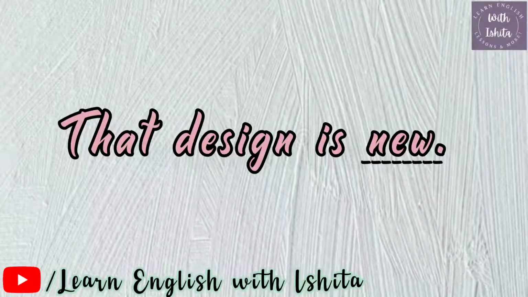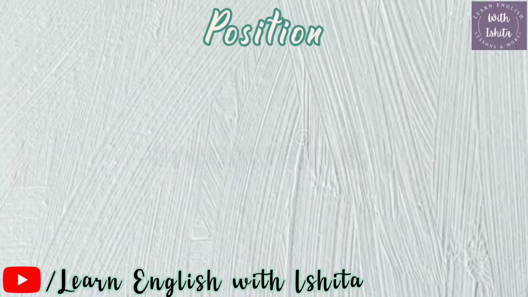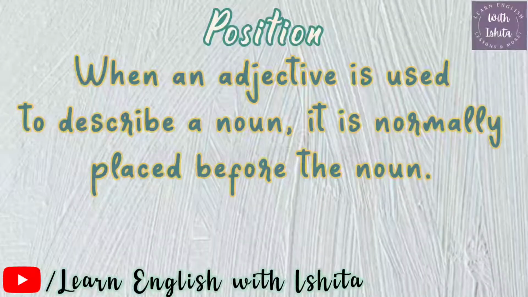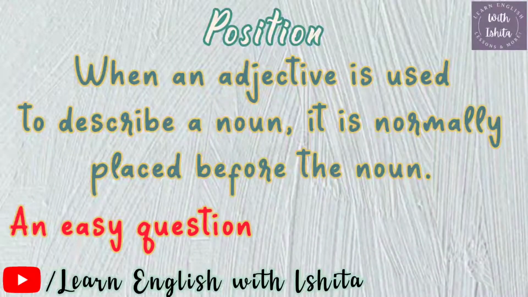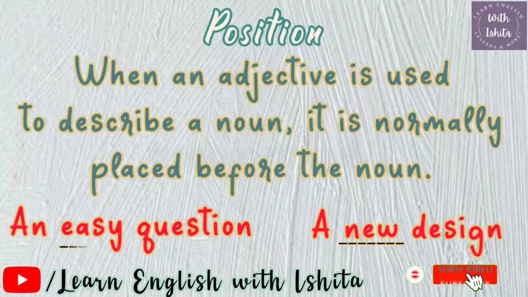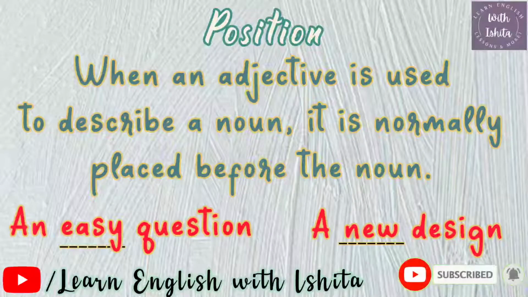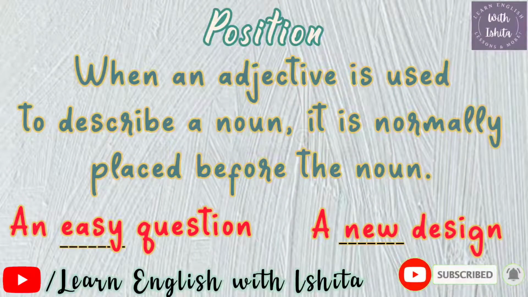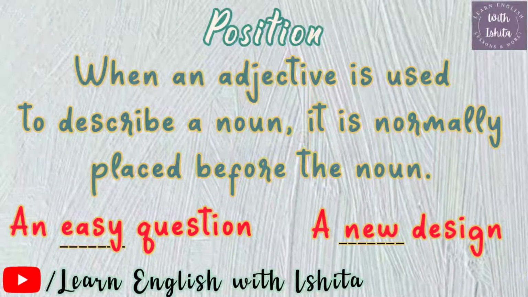Let's talk about the position of adjectives. When an adjective is used to describe a noun, it's normally placed before the noun. For example, an easy question. In the phrase, we are talking about the question which is very easy. Here, question is the noun and easy is the adjective. Next one, a new design. Here, design is a noun. We are talking about the design which is new. New here is an adjective.